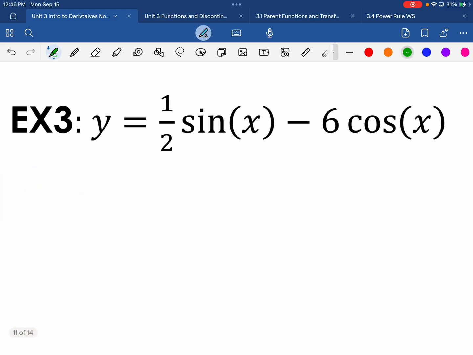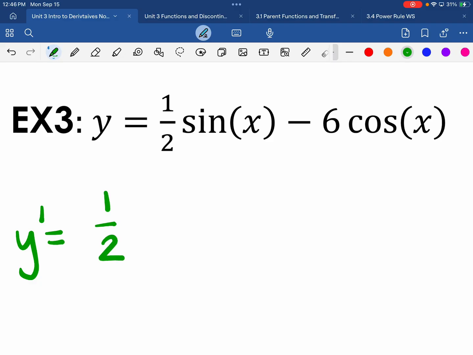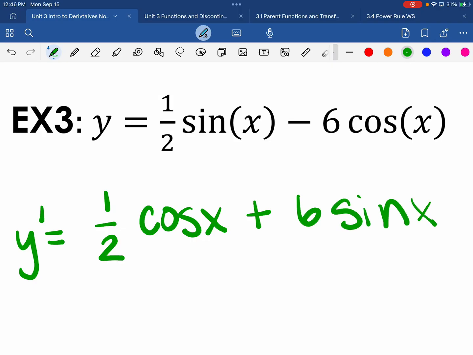All right, on 3, y prime. The 1/2 is going to hang out. What's the derivative of sine? Cosine. And what is the derivative of cosine? Negative sine, so the negative will make that -6 positive. And so you can just write it as +6 sine.